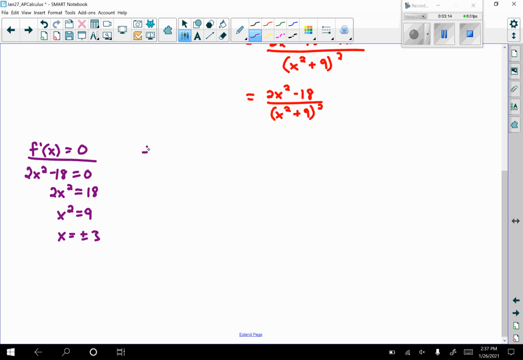All right, where is our derivative undefined? When our denominator is equal to 0, but x squared is always positive and we're adding a 9, so that's never going to be 0. So now we're going to make our first derivative number line. We'll have our negative and positive 3.